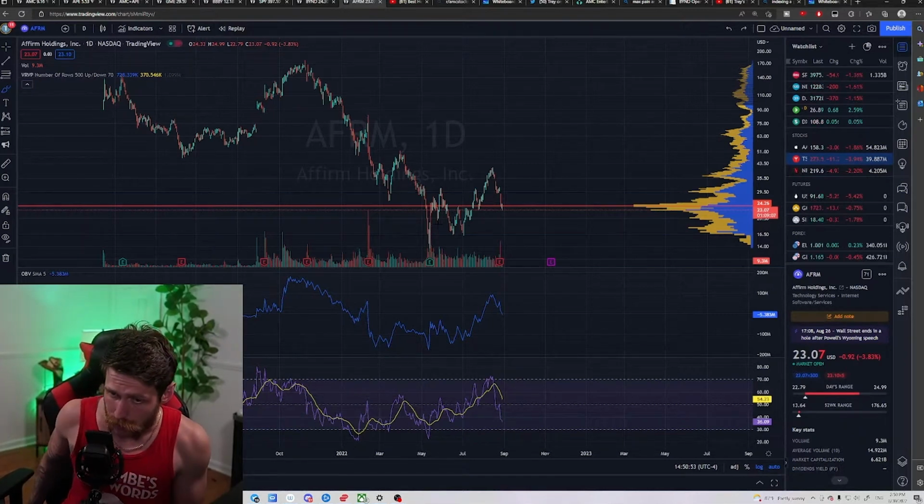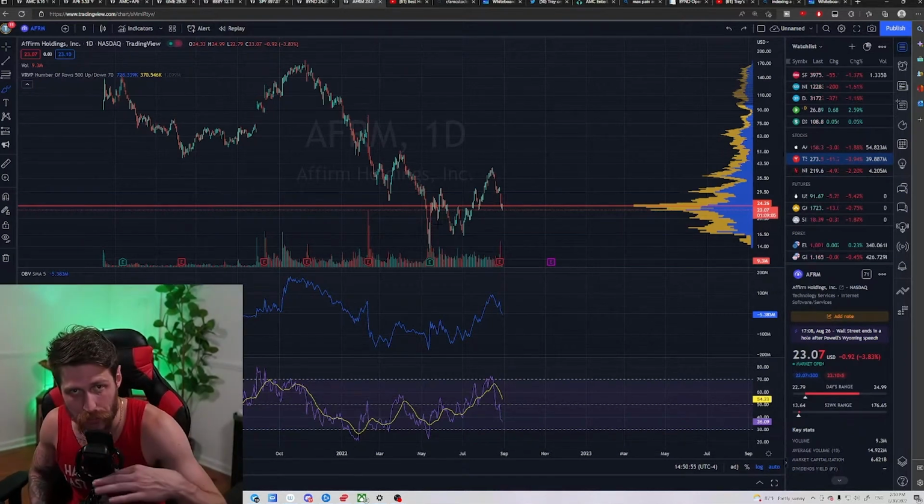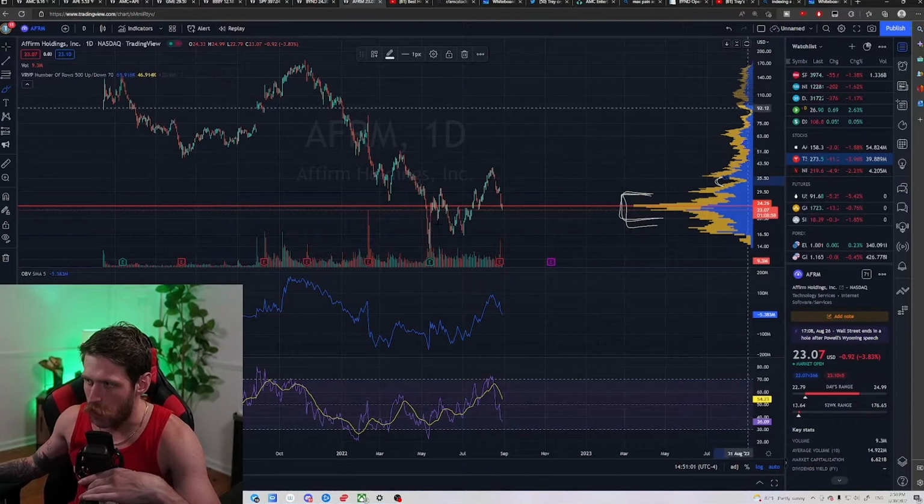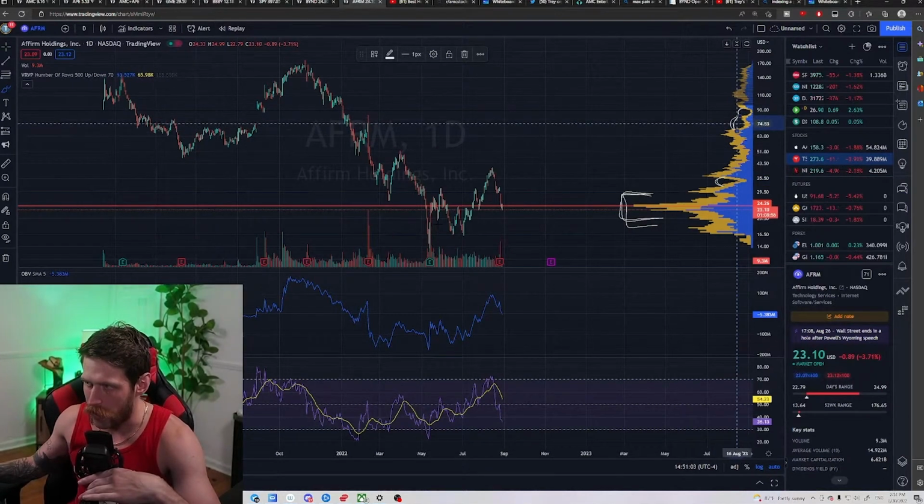So if we were to look at Affirm, which is ticker symbol AFRM, you're going to see here's a very dense area of volume. Here you've got a pocket. Here you've got a pocket. Here you've got a pocket. Here you've got some density. You got some density, right?